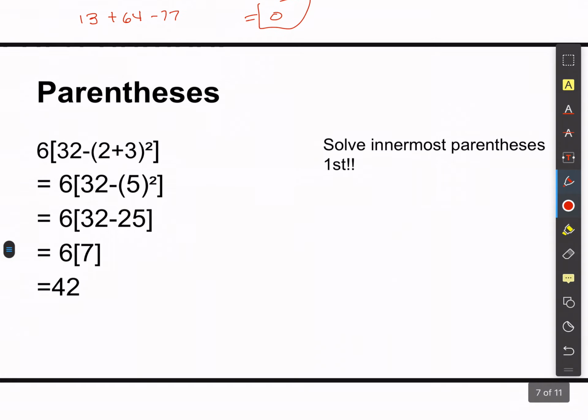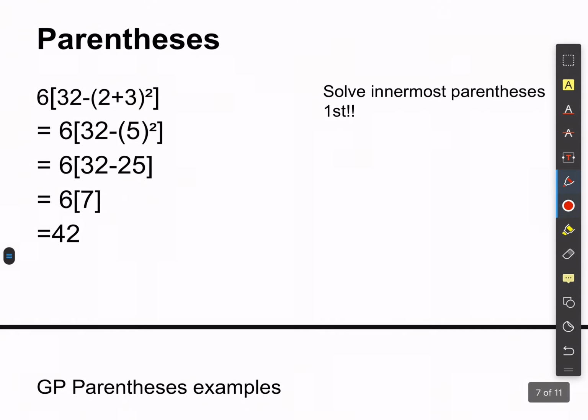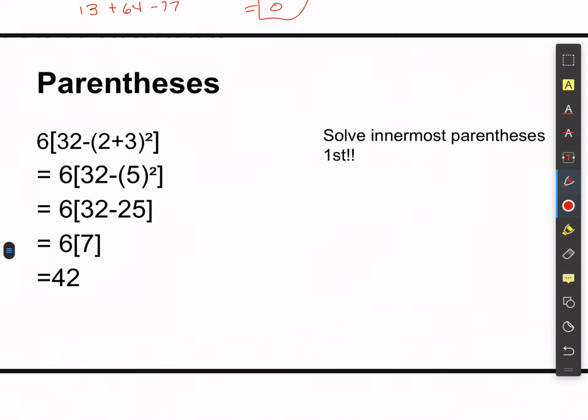Now we're going to move on to what happens if we have parentheses, or for that matter, what happens if we have multiple sets of parentheses. If we have multiple sets of parentheses, it's always important to start with the innermost parentheses first. For this one, I solved it all down for you. Notice what I did here: I went with the innermost parentheses first. Then I had those parentheses again, so I took my exponent out there.